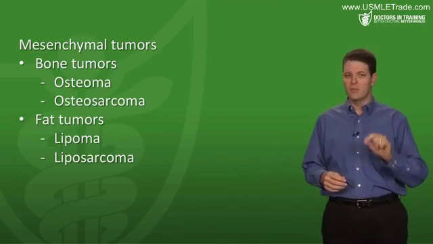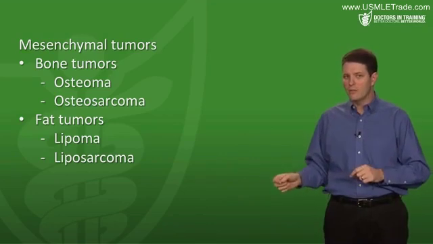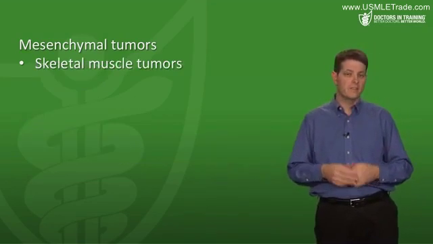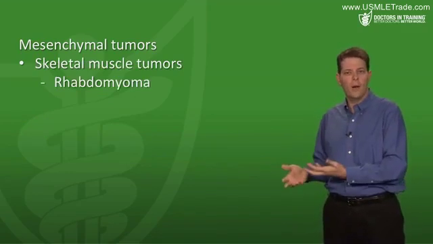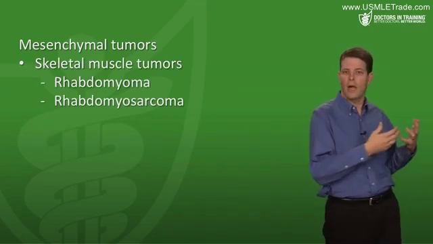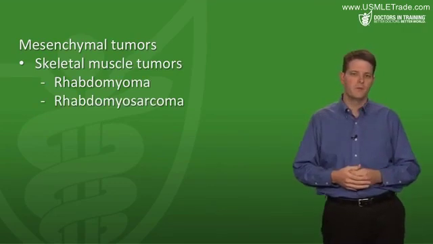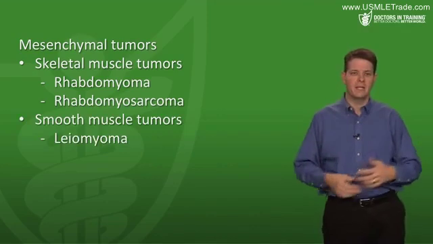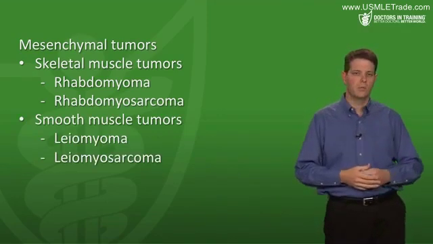Now that's not the case with epithelial tumors. Adenomas can become adenocarcinomas, like colon cancer. Skeletal muscle tumors are called rhabdomyomas when they're benign, and then rhabdomyosarcomas when they're malignant. Smooth muscle tumors are called leiomyomas when they're benign, and then leiomyosarcomas when they're malignant.